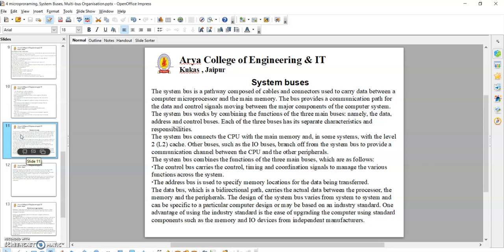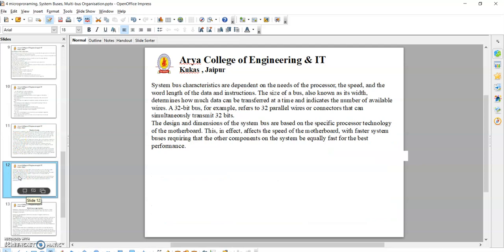The address bus is used to specify the memory locations for the data being transferred, and the data bus, which is bidirectional, carries the data between the processor, the memory and the peripherals. The design of the system bus varies from system to system and can be specific to a particular computer design or may be based on an industry standard. The advantage of using an industry standard is the ease of upgrading the computer using standard components such as memory and input-output devices from independent manufacturers.